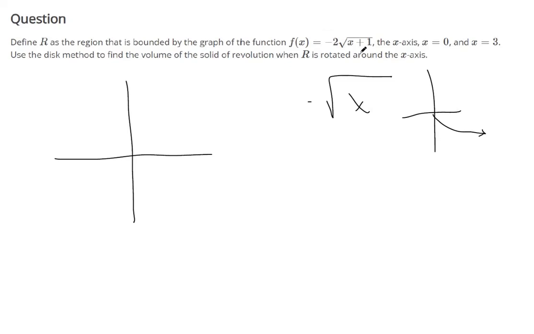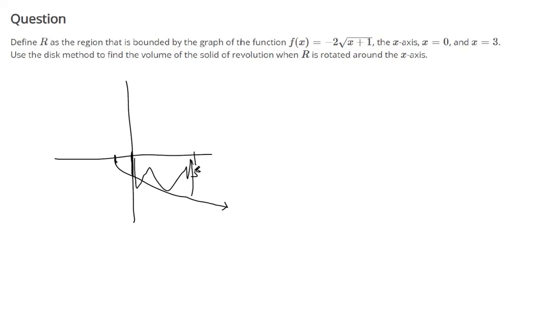And then the 2 and the plus 1 just do some shifting. The plus 1 is a horizontal shift to the left, and the 2 just increases the scale. So the rough sketch should be something like this. We're supposed to find the region that is bounded by this graph between x equals 0, which is over here, and x equals 3. So this two-dimensional region is getting revolved around the x-axis.